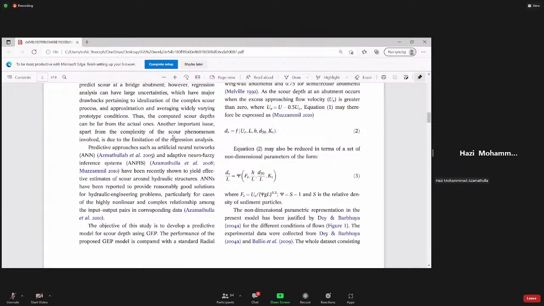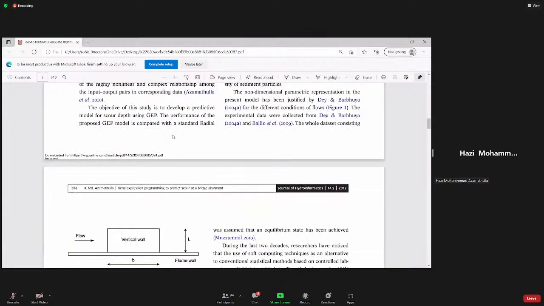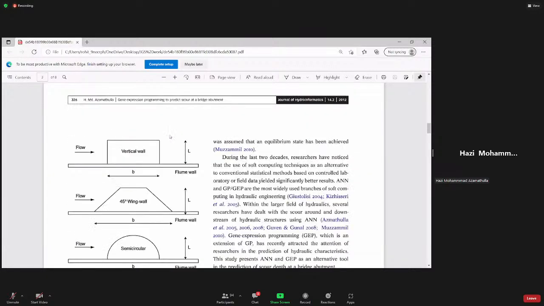Then you can also see the relative density. What I'm trying to say is density, Froude number maybe. Okay, next. Yes, this one, density Froude number. Okay, next, go. This one is where your flow will come.